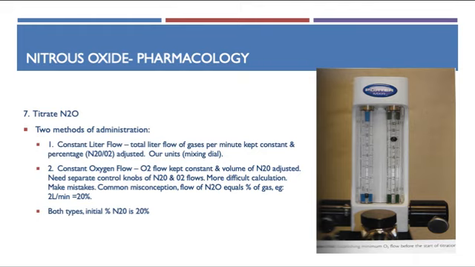Now, there are two different methods of administration, and they're named constant liter flow and constant oxygen flow. And you can read what that says on the screen. This really doesn't necessarily apply to our systems here because all of this is done automatically for you in our digital systems, and so this really refers to these portable systems that are a little bit more manual in their approach to administering this gas.